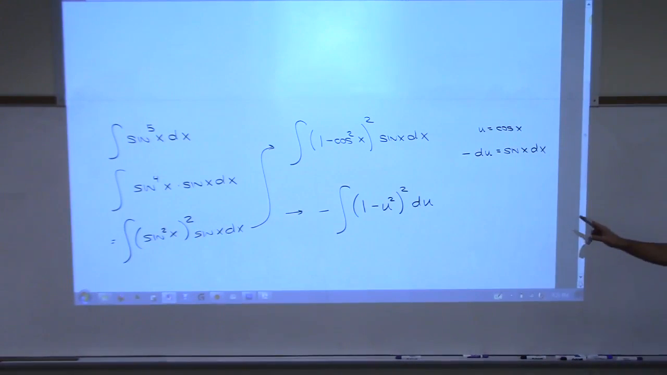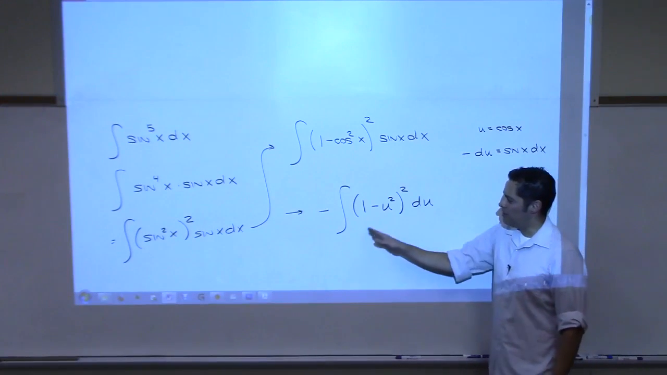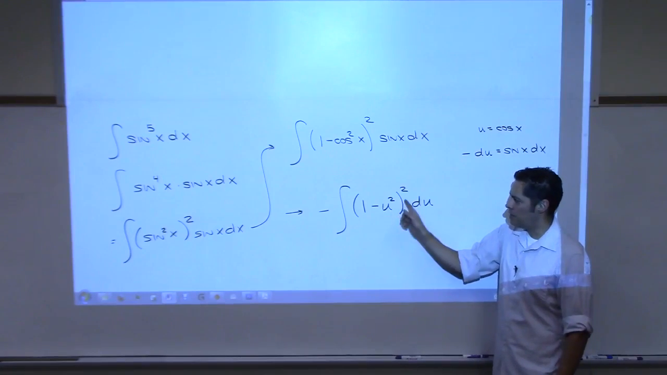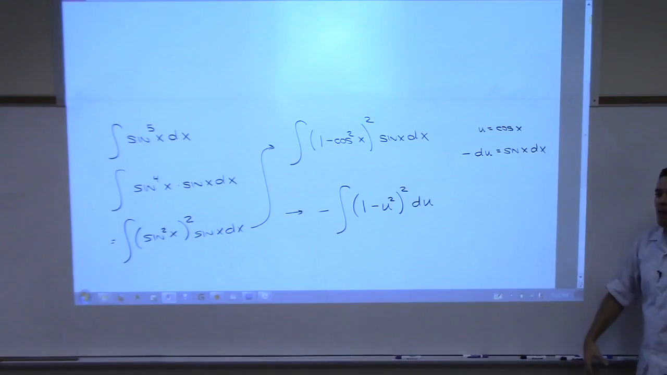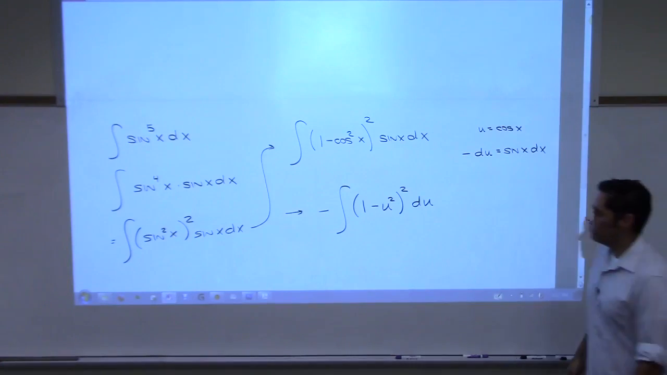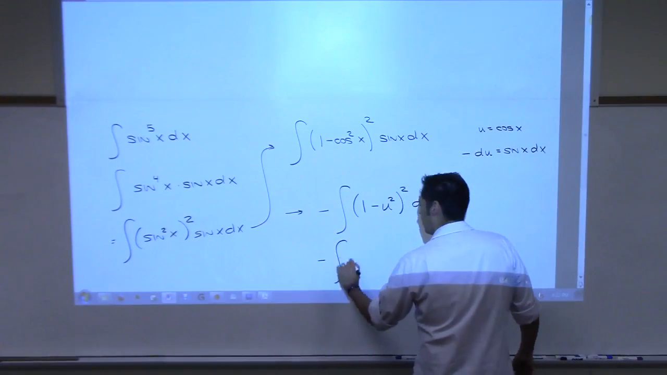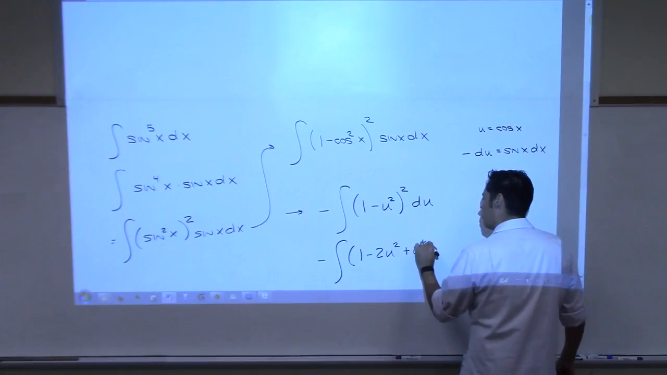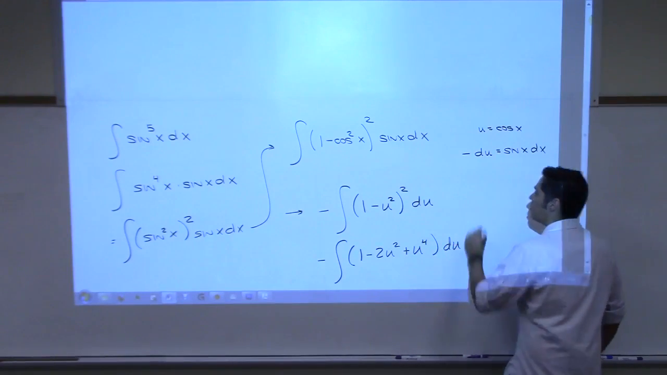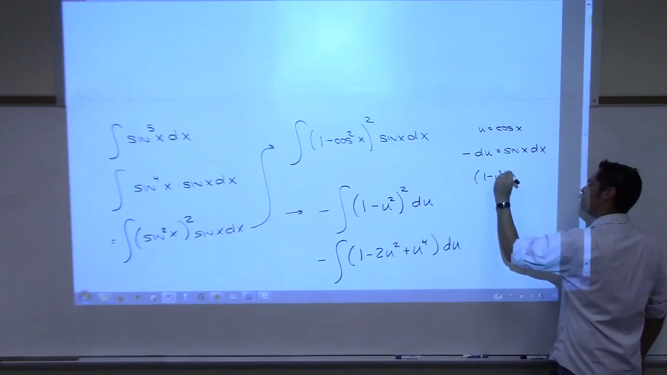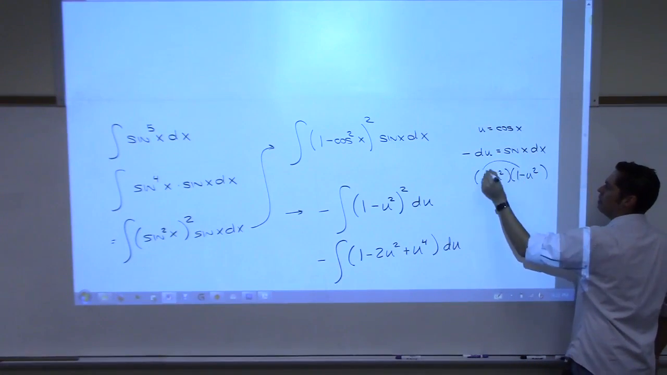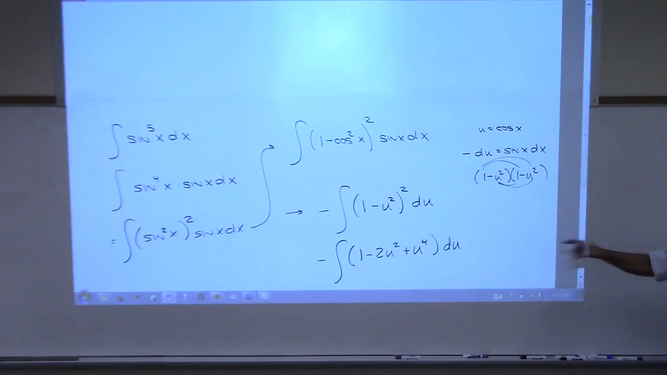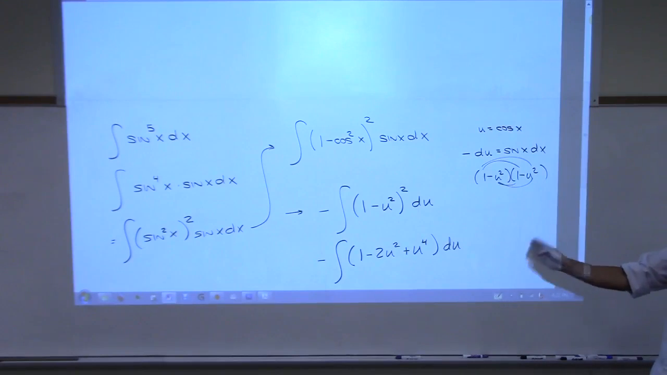And will you be able to integrate that? How? You can't just do each one individually, right? Not these two. You have to take care of that. So just expand it all out. Just square that thing. If I square it, I'm going to get 1 minus 2u squared plus u to the fourth du. So I did 1 minus u squared times 1 minus u squared, and then I put it all together, and that's what I got, right? Now can you integrate that? Just each one by one.